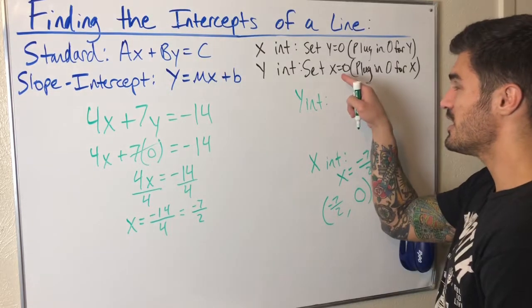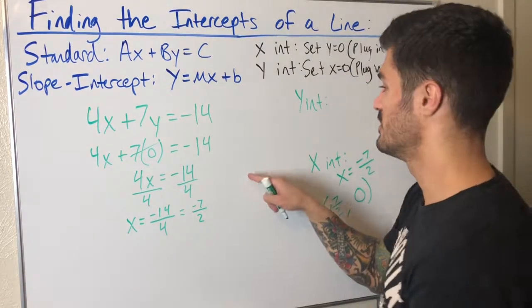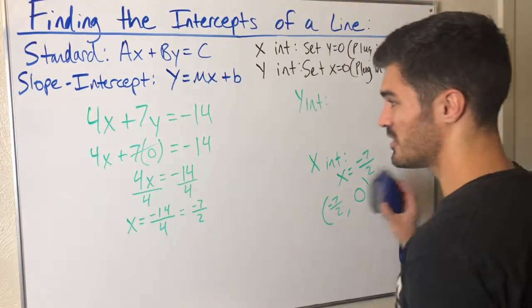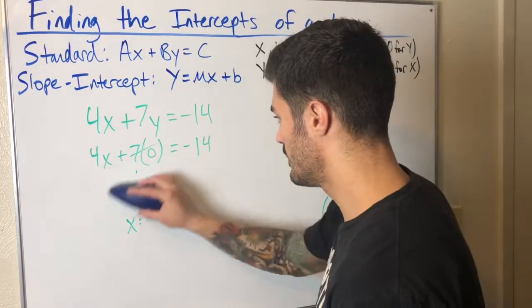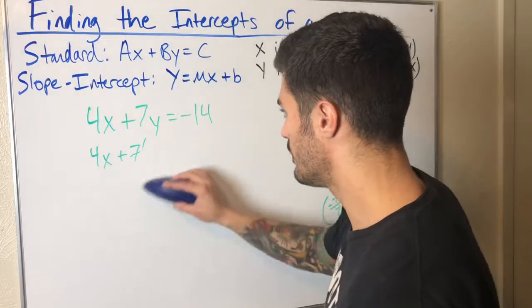So now I plug in 0 for x. So let me erase a little bit. I'm going to have to make a little room. Sorry about this. Didn't plan ahead quite well enough.